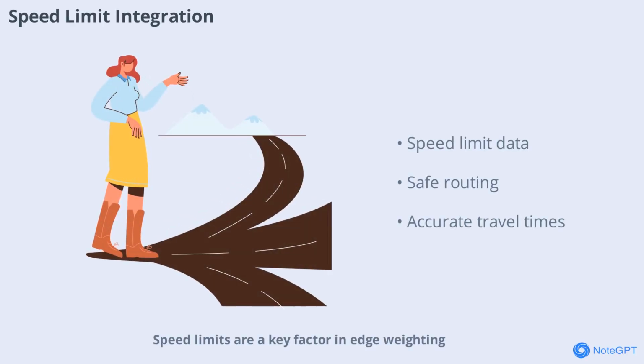Speed limits are a key factor in edge weighting. Google Maps incorporates speed limit data to estimate travel times accurately. By considering legal speed restrictions, the app ensures that routes are both safe and efficient, helping users avoid speeding and arrive on time.